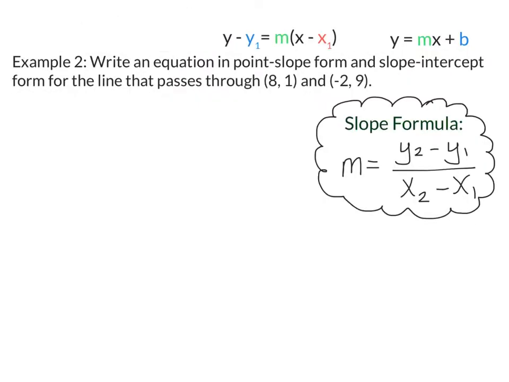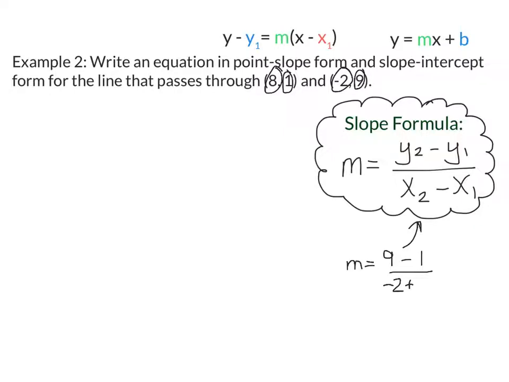Okay, so for example 2, we're going to write an equation in point-slope form and in slope-intercept form for the line that passes through (8, 1) and (-2, 9). So first I have to find the slope using the slope formula. So I can substitute these values into the equation. So I'm going to take m equals y2, which is 9, minus y1, which is 1, over x2, which is negative 2, minus x1, which is positive 8.